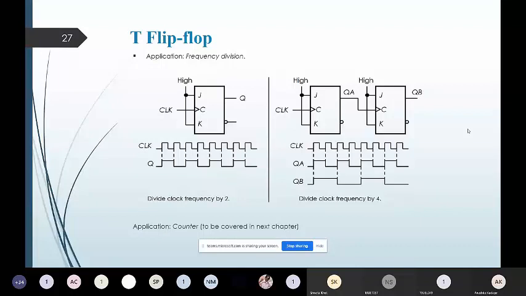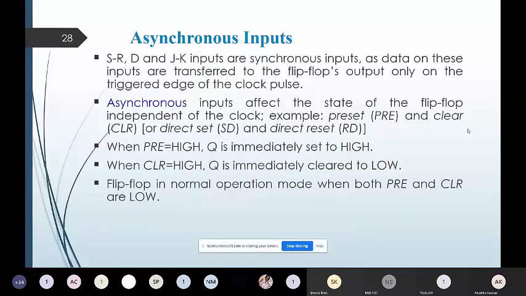So in the next lecture, we are going to see the concept of asynchronous inputs, that means preset and clear based flip-flops, and after that we are going to look at state machines.